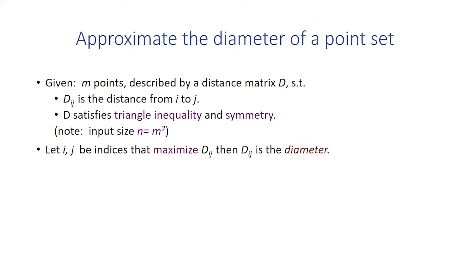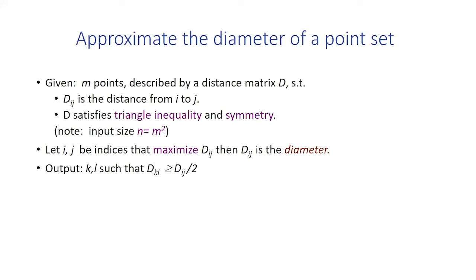Let ij be the indices that maximize d_ij. There's some entry in this matrix that's the biggest. That is the diameter of the matrix. That's a definition, and we want to estimate that diameter. Now, if this was an arbitrary matrix, finding the biggest entry, I have to search through the whole thing. There's nothing I can do but that. Even if I want a two approximation or a million approximation, I really have to search through the whole thing, because everything might be zero except one place. But we get help here because we satisfy the triangle inequality. So this is not an arbitrary matrix, and that's what we're going to make use of.